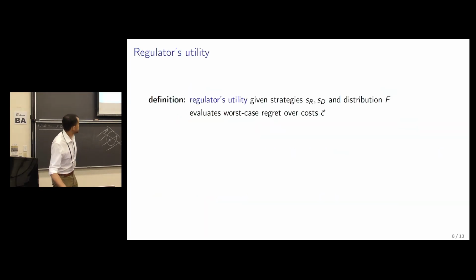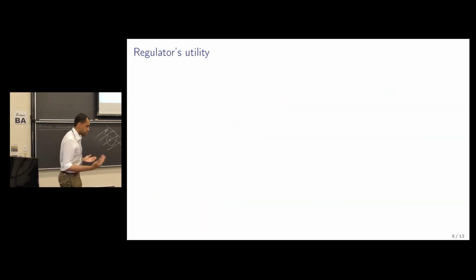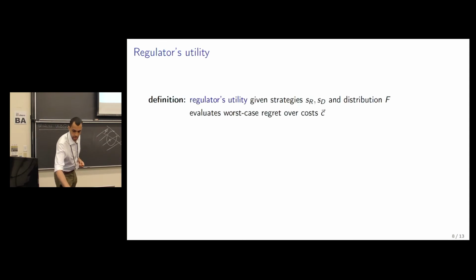OK, regulator's utility. So the regulator also cares about the patient welfare. But the main challenge here is that the regulator has uncertainty about the costs. We assume that the regulator does not know the costs. And so we need some way of dealing with that uncertainty. What I'm going to do is assume that the regulator evaluates a strategy by the worst case regret over the costs.